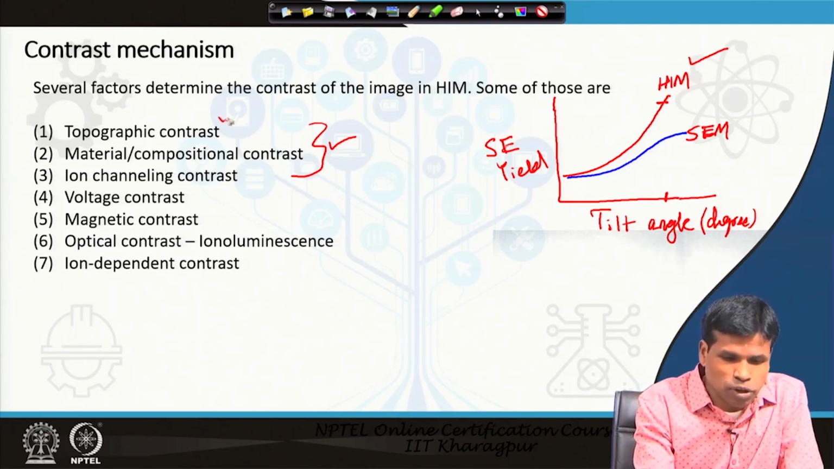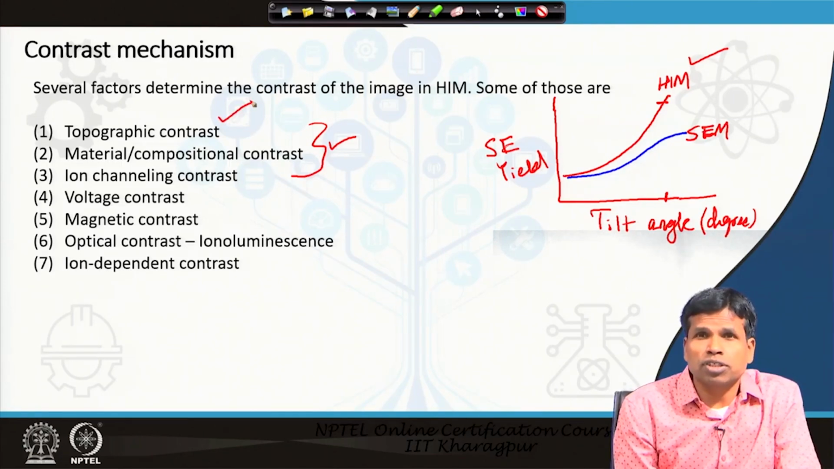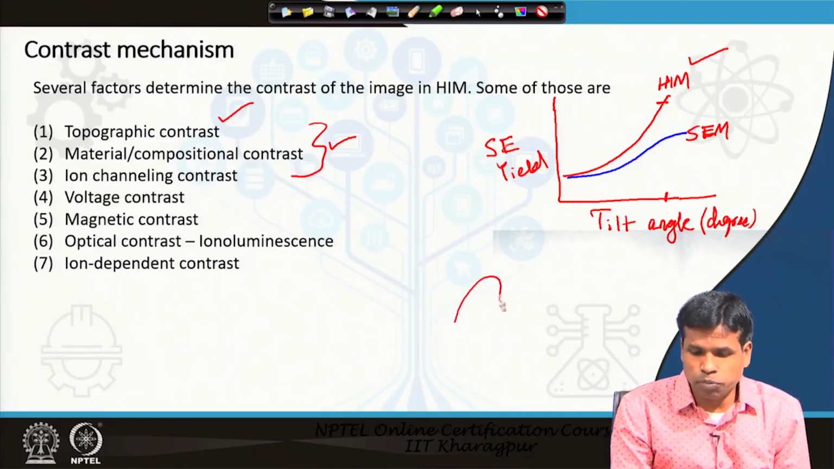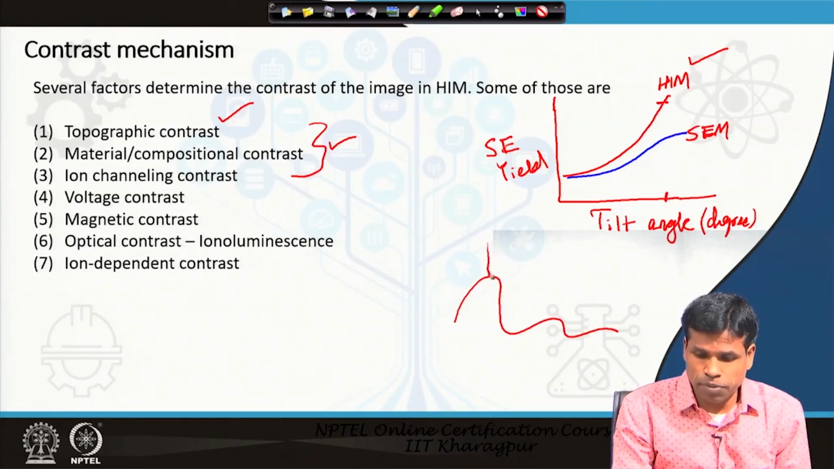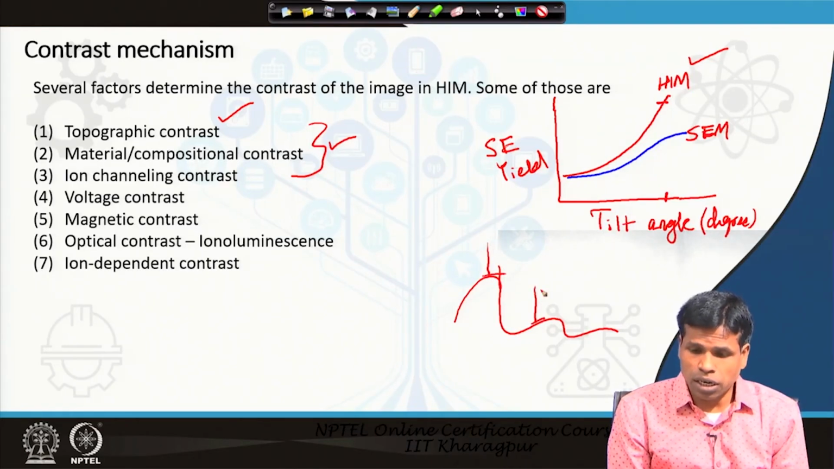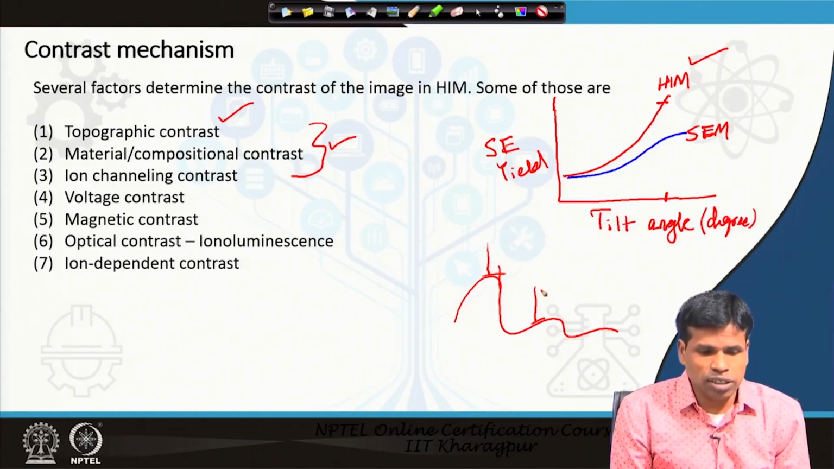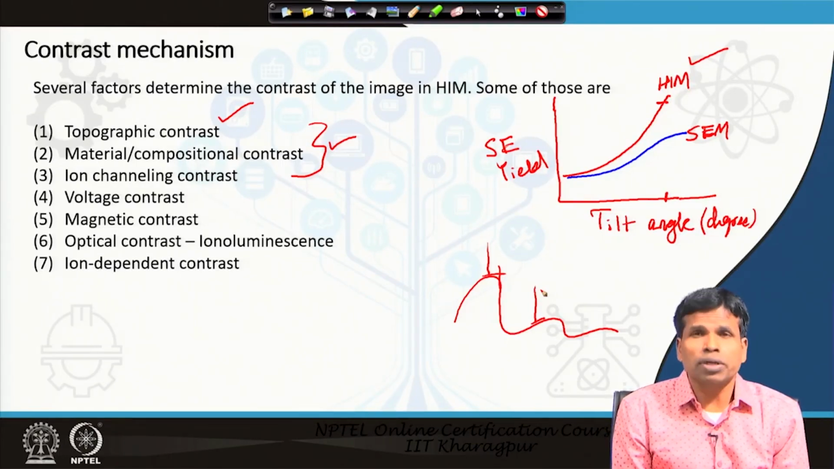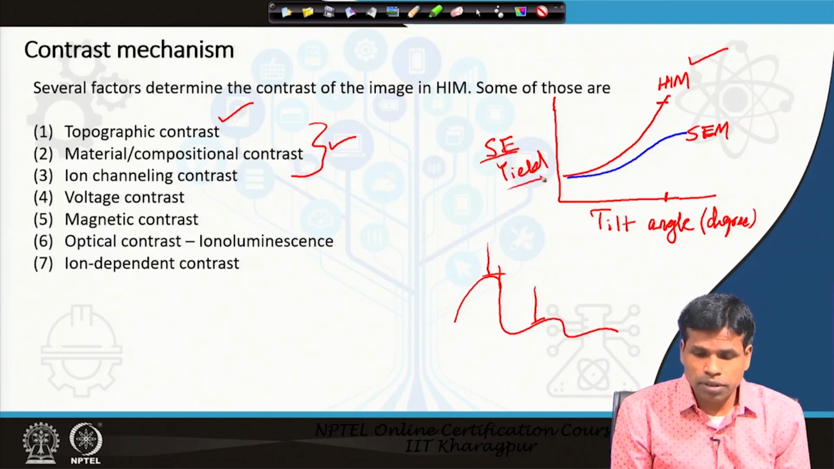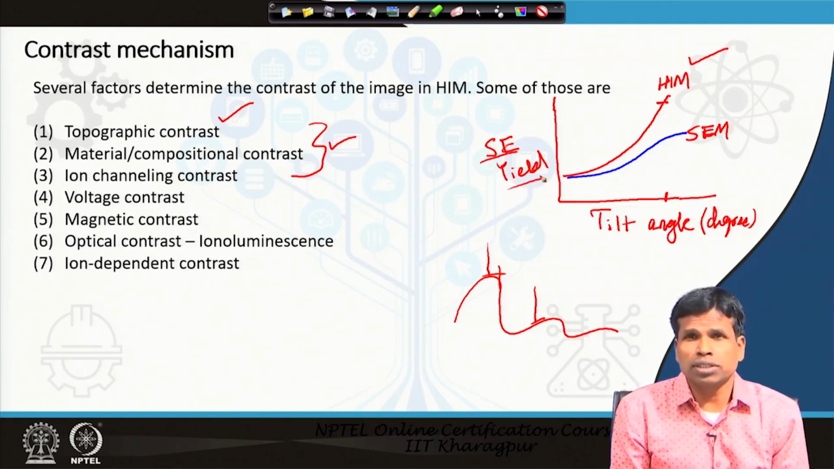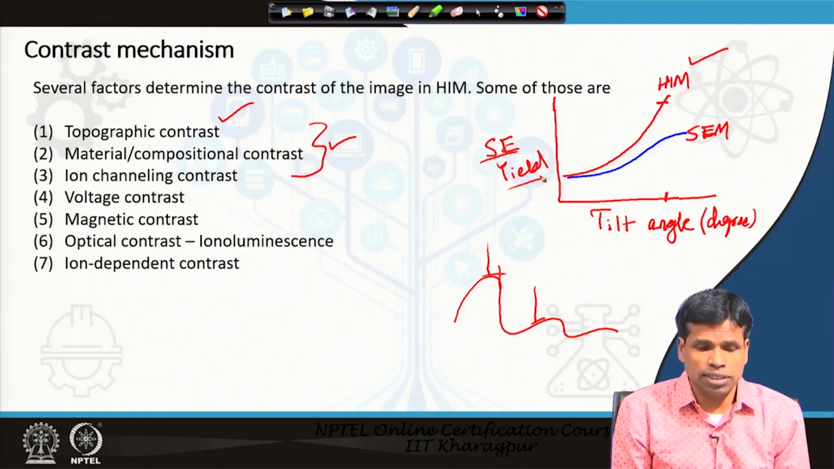This is about topographic contrast. For a 3-dimensional specimen we always have sample up and down, and therefore they have different tilt angles, and at different tilt angles we have different secondary electron yield. The second contrast is the material composition contrast. We have also seen that materials with different atomic numbers produce different numbers of secondary yield, and therefore one can distinguish in one image whether two different kinds of materials are present.